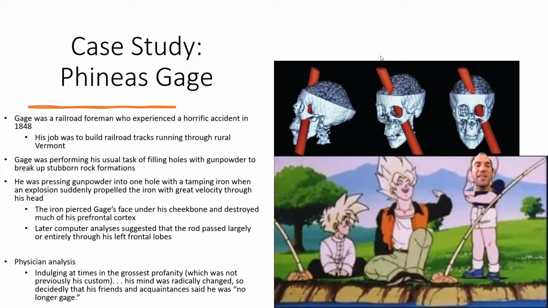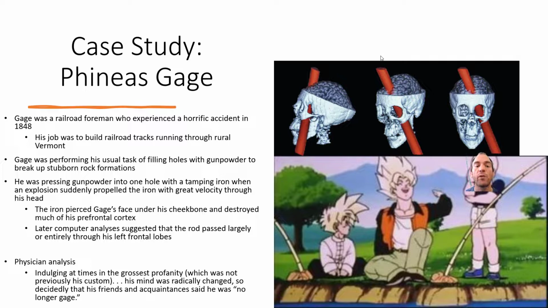And I want to bring up a case study. This is a classic case study. It's not that great, but it's taught, so I'm going to talk about it in this class. Phineas Gage. Basically, Gage was a railroad foreman who experienced a horrific accident in 1848.